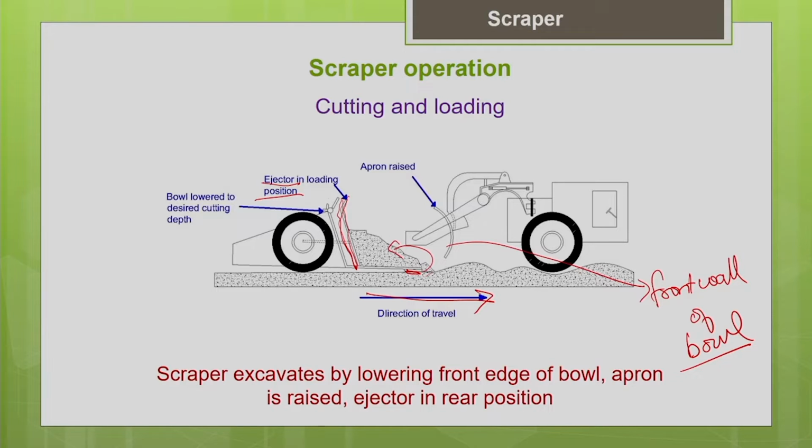So the scraper excavates by lowering the front edge of the bowl, that is the cutting edge. The apron is raised, and the ejector should be in the rear position. As the name indicates, the ejector helps in ejecting the material out of the bowl. So, we are going to move this ejector forward when you want to dump your material.